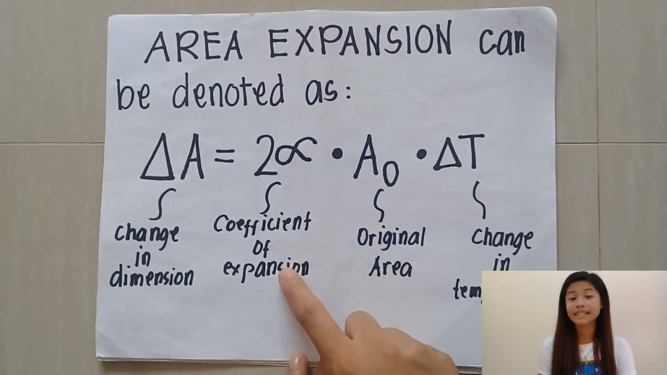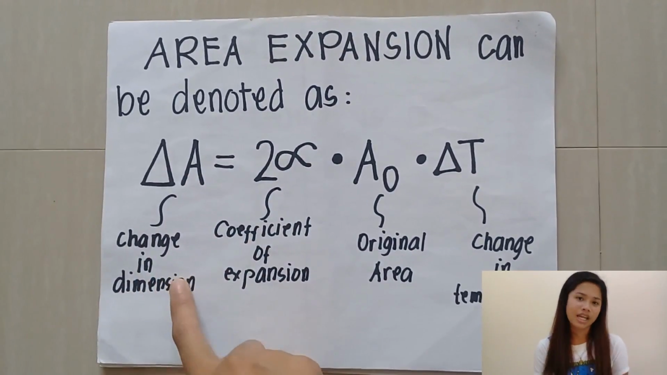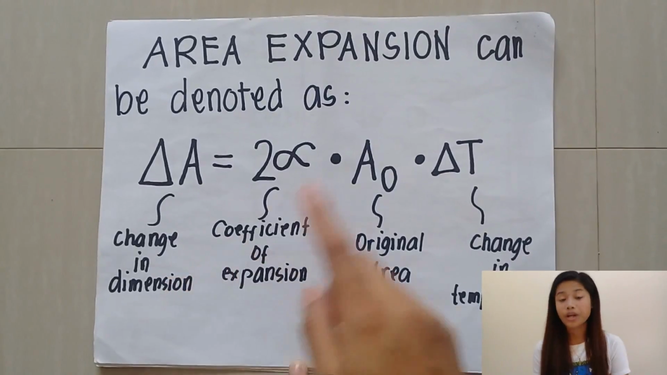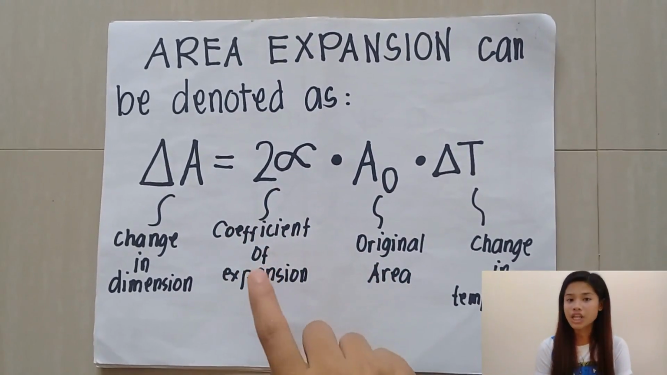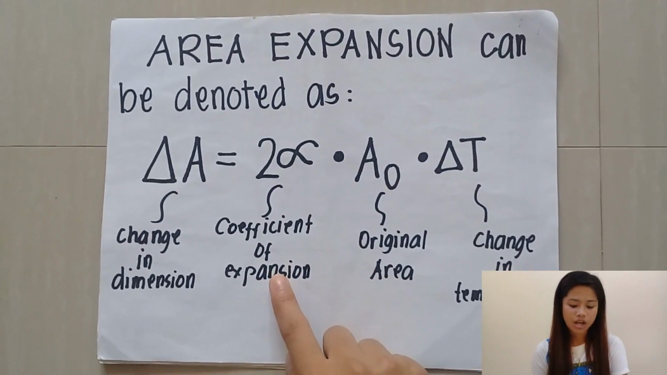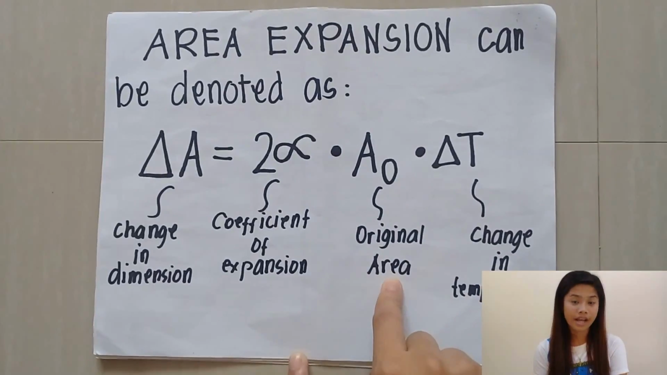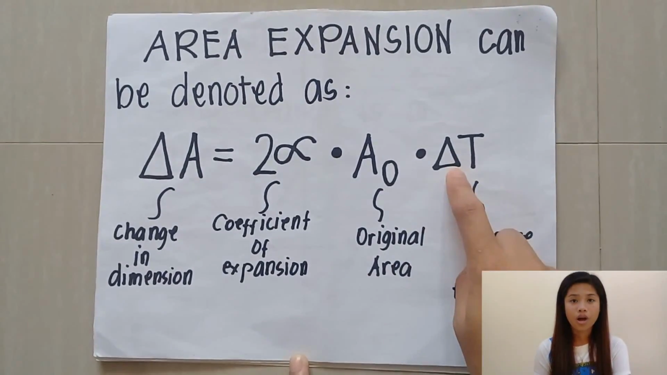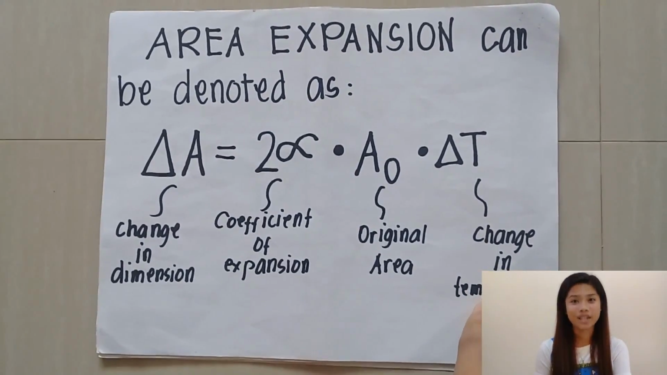So, our ΔA is also the change in dimension. Our 2α is the coefficient of expansion. Our A₀ is its original area, and also ΔT is the change in temperature.